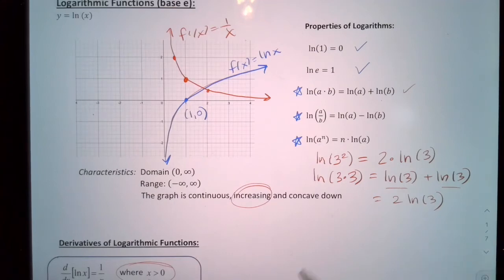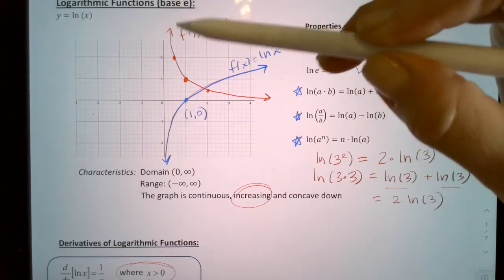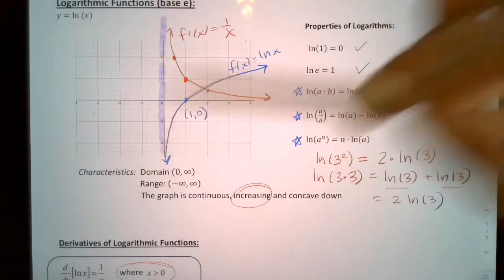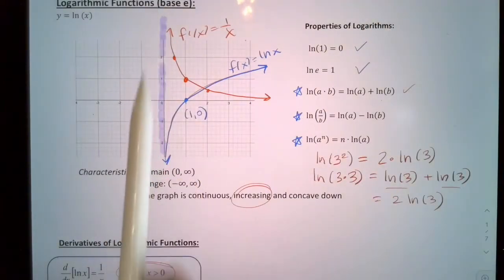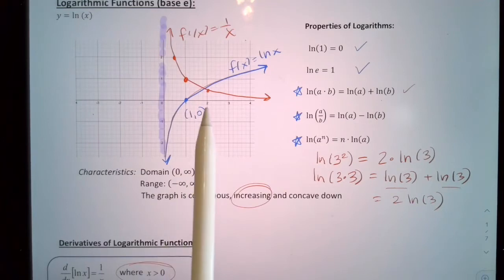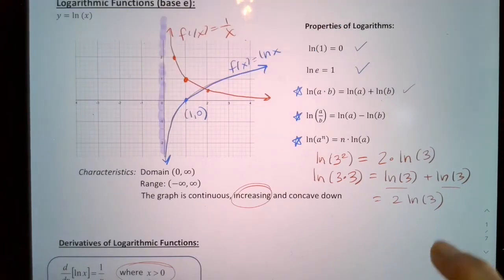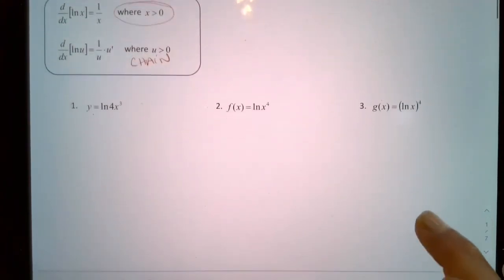Okay, so while the natural log function has a vertical asymptote at x equals 0, so does your derivative function. Okay, and it also turns out that the derivative has a horizontal asymptote at y equals 0. Just things to notice.